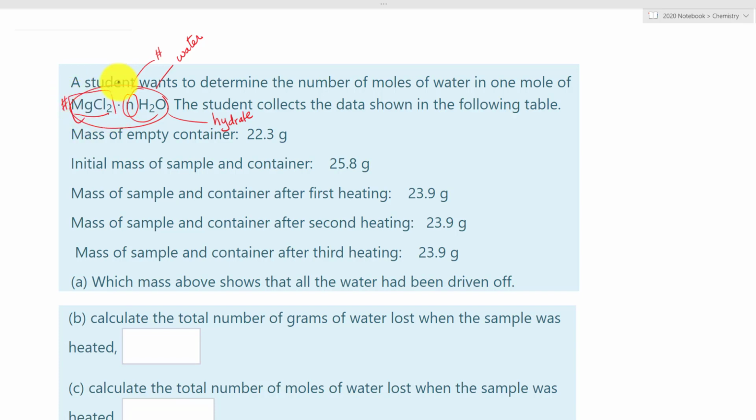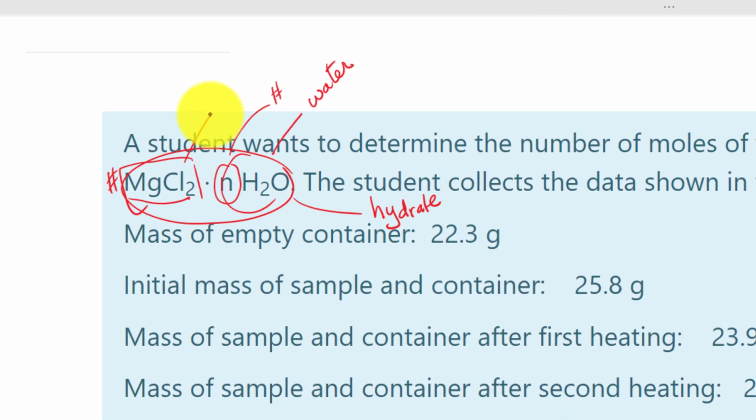Now, what do we call this part? What's the opposite of hydrate? Well, without hydrate is anhydrous. So that is referring to the salt. A hydrate consists of an anhydrous part, which is a salt, and then that salt is surrounded by a certain number of molecules of water. Now we are going to look at this problem.